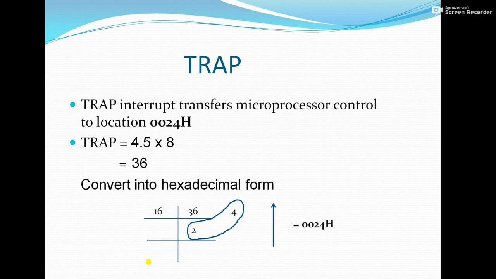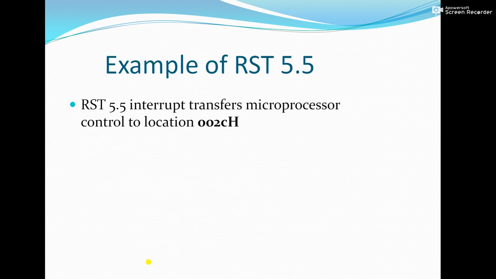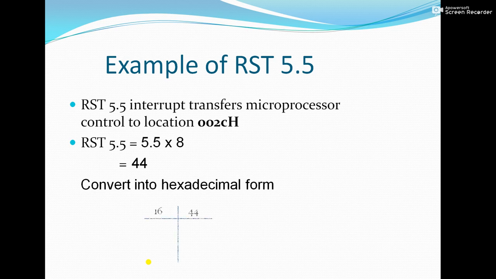We will see one more interrupt, that is RST 5.5. RST 5.5 interrupt transfers microprocessor control to location 002CH. Now we'll see how this location 002CH comes. Here RST 5.5, that is 5.5, is multiplied by 8. So we get the answer as 44. Now again we need to convert into hexadecimal form. So we have to divide 44 by 16.